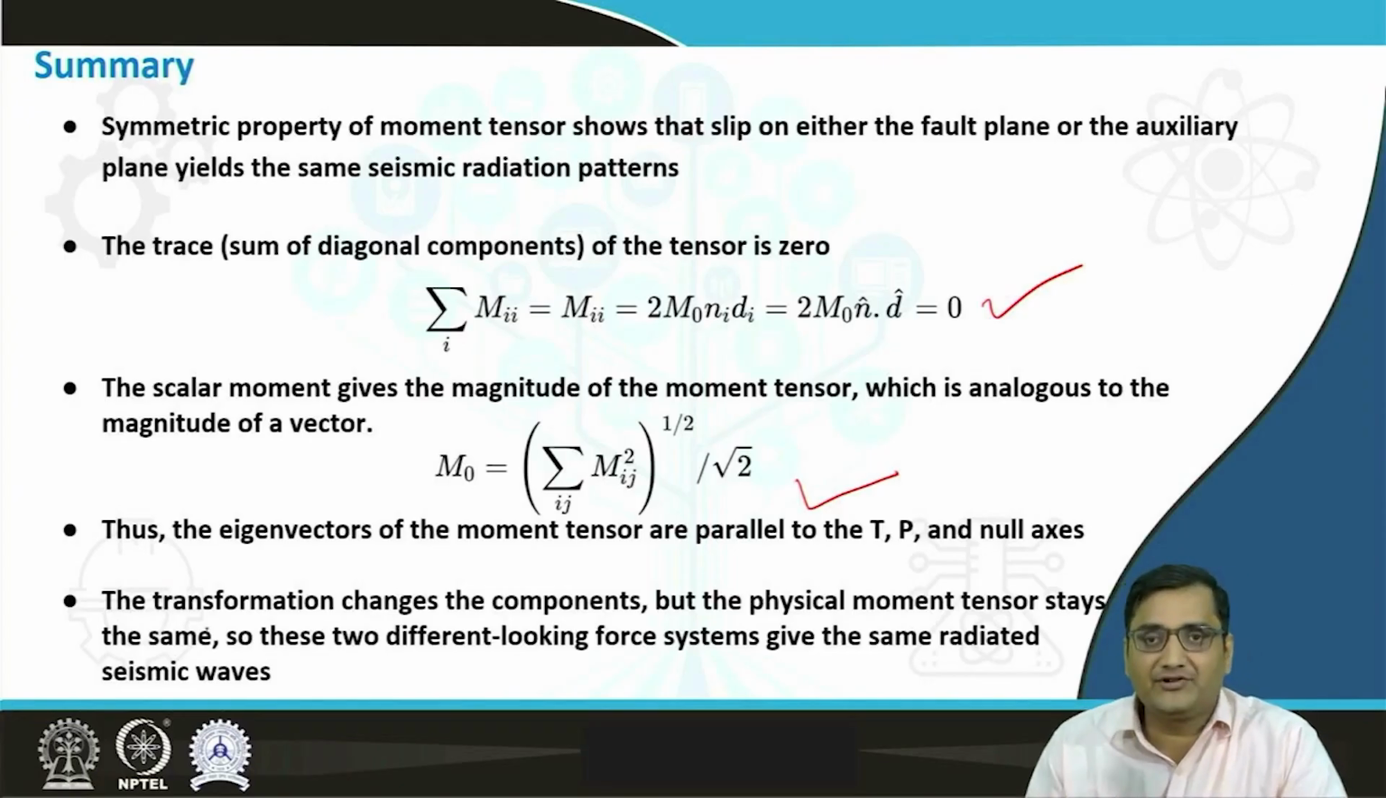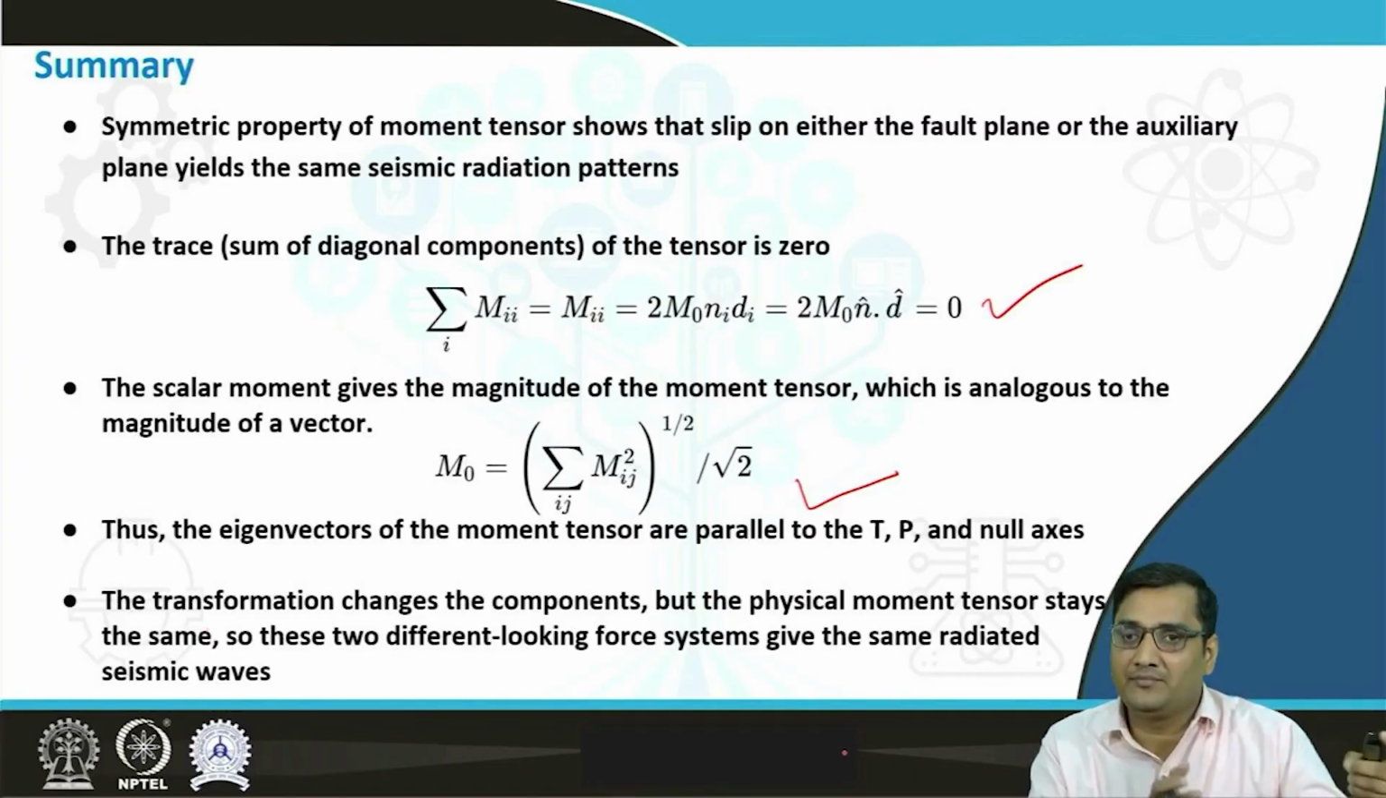If we do a transformation, something similar to a rotation of the moment tensor, then the physical movement of the moment tensor will always remain the same. That means if you have the previous coordinate system and the transformed coordinate system, the force or the radiation pattern of the seismic wave will always be the same.